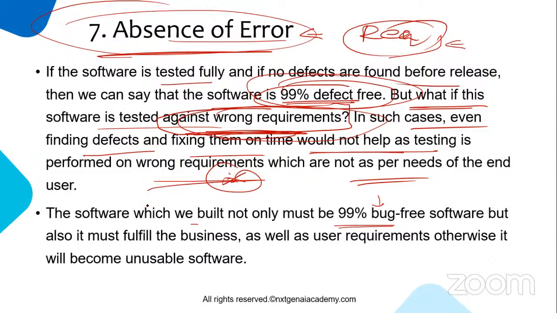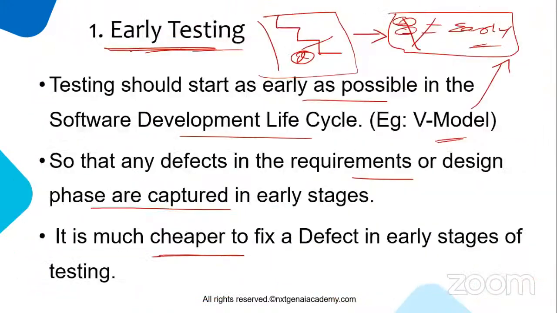So your thought process should not be like, hey man, no defect, it is great. Nothing like that. We have to make sure we are testing according to the business requirement. Then if you find defects, it's well and good. But if the requirement itself is wrong, then there is no use of saying that. So these are all the 7 important principles of testing. You must keep them in your mind.